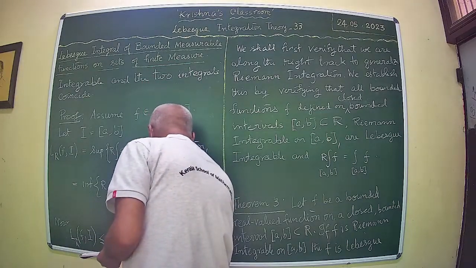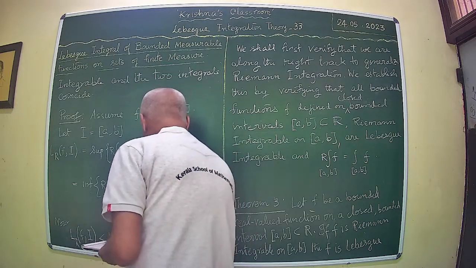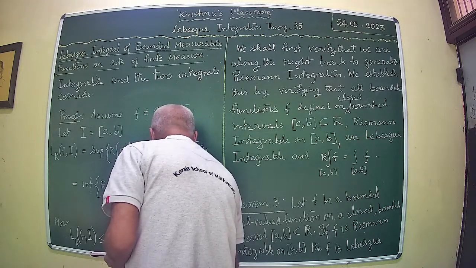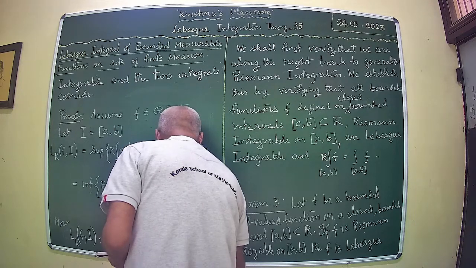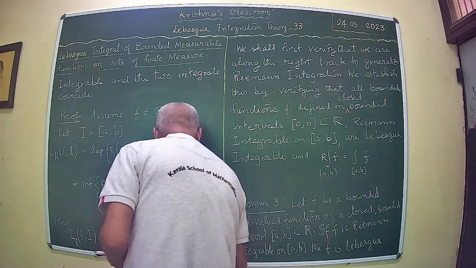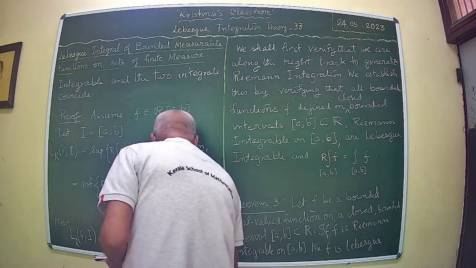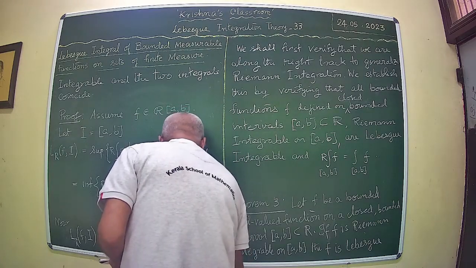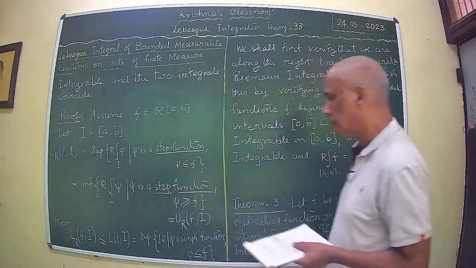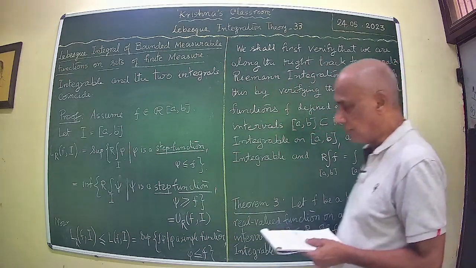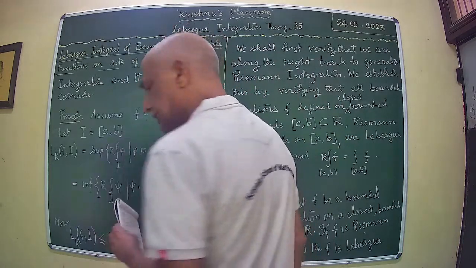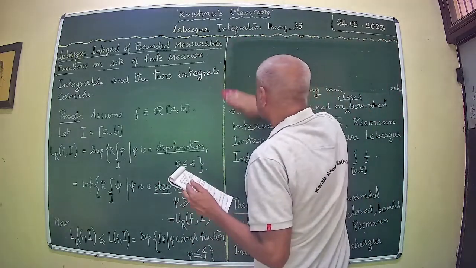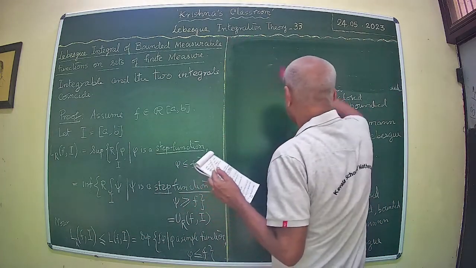Therefore, the integral over phi, phi a simple function such that phi is less than or equal to f, that is your LFI. And this in general is less than or equal to what? UFI.